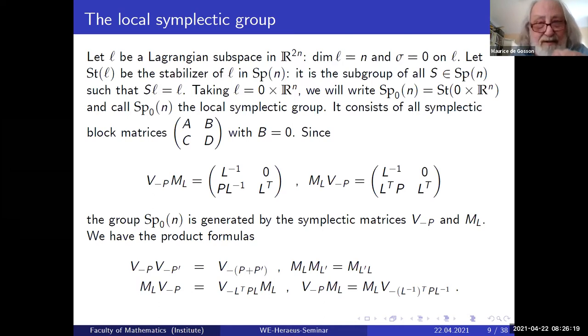So why do I call this a local subgroup? To understand that, we have to wait until I talk about the metaplectic group. These local symplectic matrices correspond to those metaplectic operators which are local, that is, which contain no Fourier transform. We'll talk more about that later. Notice that in the last two lines we have product formulas which are quite elementary, but which we will use without further comment in the rest of this talk.